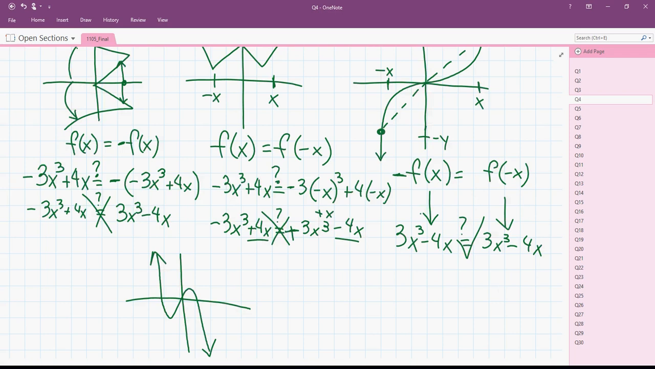And if we actually look at the graph, we do see that it is not reflected over the x-axis, it is not reflected over the y-axis, but it does experience origin symmetry if you do look closely at how it's reflected through the origin. So, any questions?